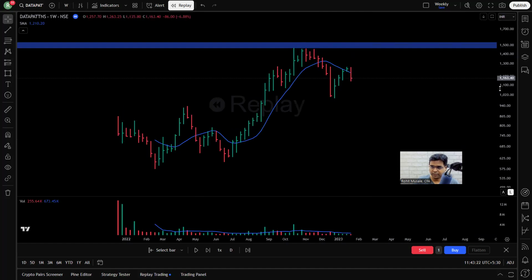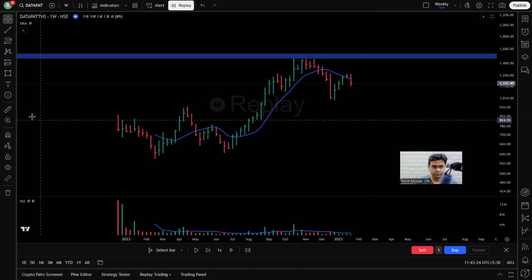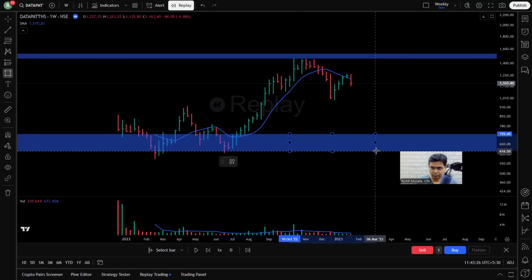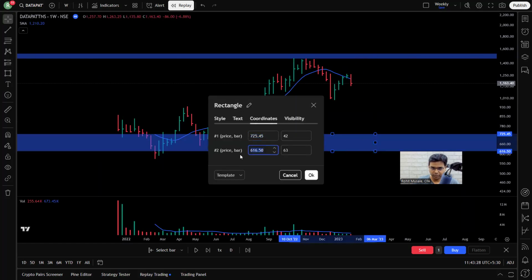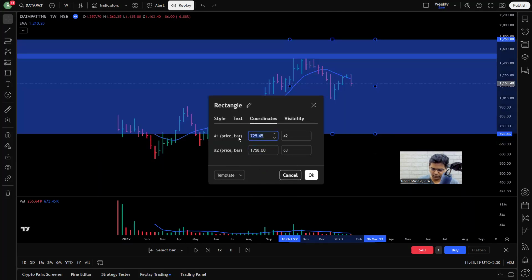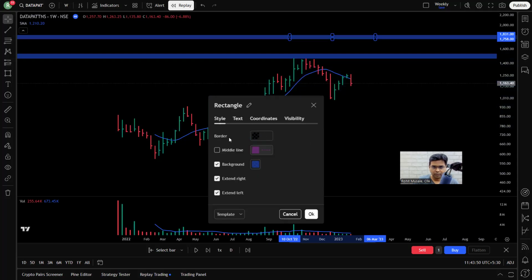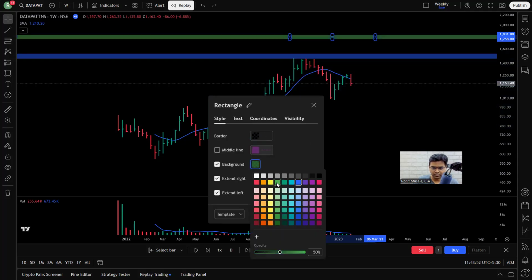Then we will draw the selling range also. So this will be 1465 multiplied by 1.20. That's 1758. And this will be 1465 multiplied by 1.25. That will be 1831. And we'll give it green color as usual. Okay.